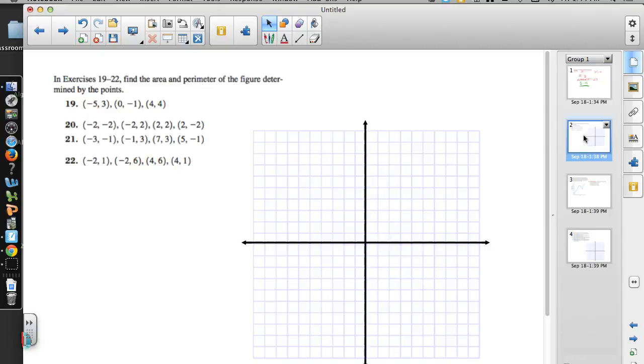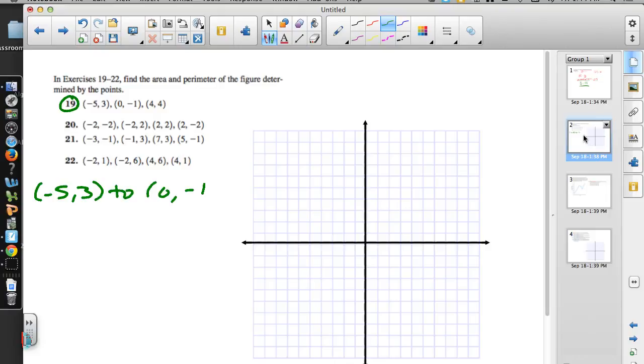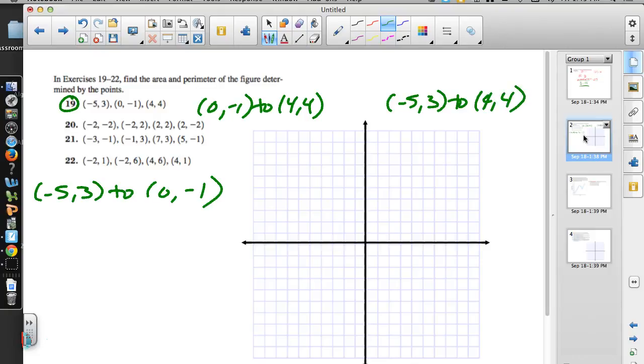Next one on your list was 19. And 19 says, find the area and perimeter of the figure determined by the points. I didn't give you graph paper for this, so I'm going to work as if I didn't have graph paper, just like you did. What we needed to do was figure out the distance from negative 5, 3 to 0, negative 1, from 0, negative 1 to 4, 4, and from negative 5, 3 to 4, 4, all three sides.